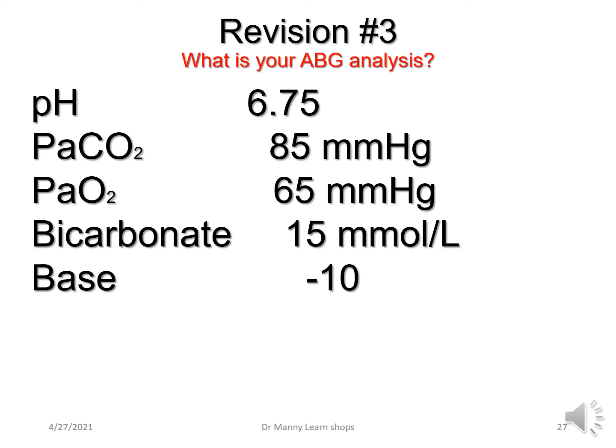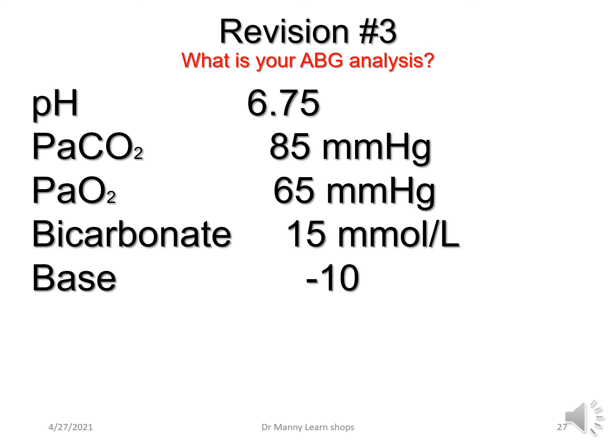Revision 3. This is you now. You do this. You think about it. What's your interpretation? We can say straight away their PaO2 is low, they're hypoxic. It's less than 80. 80 to 100 is the normal range on room air. So they're hypoxic. What about the acid base?